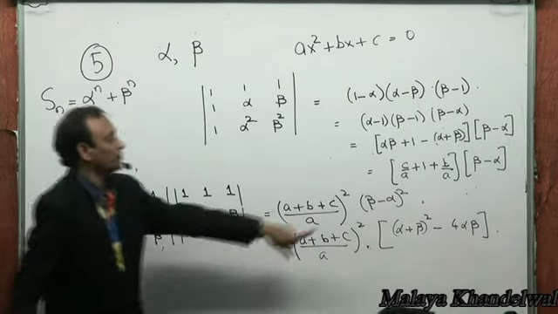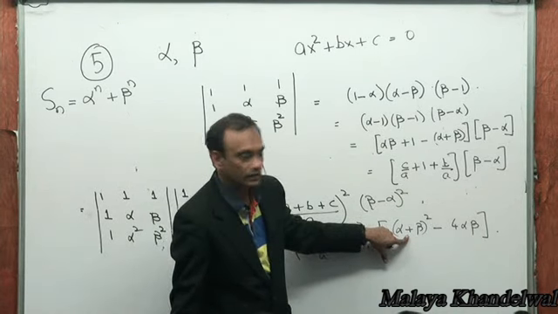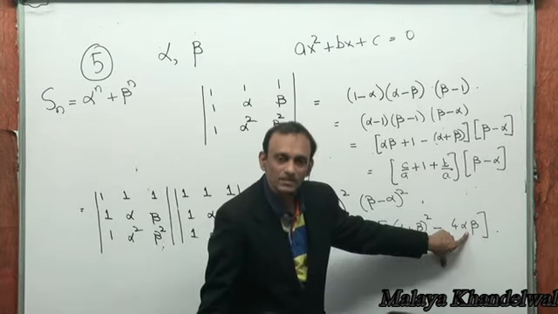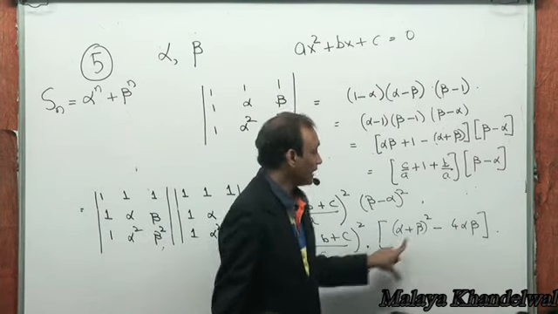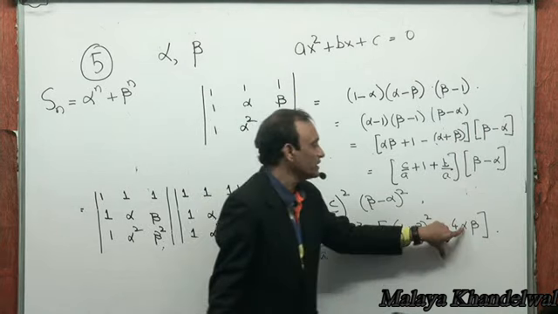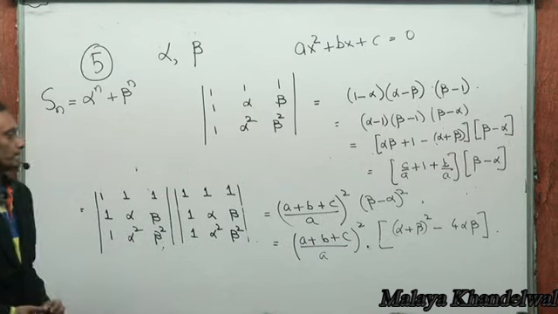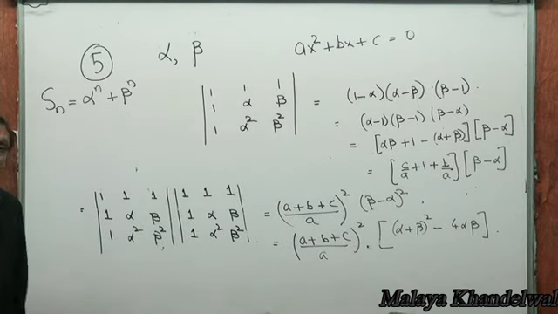And (alpha plus beta) whole squared would be b squared by a squared, and this would be 4c by a. You can plug in, right? Alpha plus beta you can plug in as minus b by a, so this would become b squared by a squared, this would become 4c by a, etc. Clear?